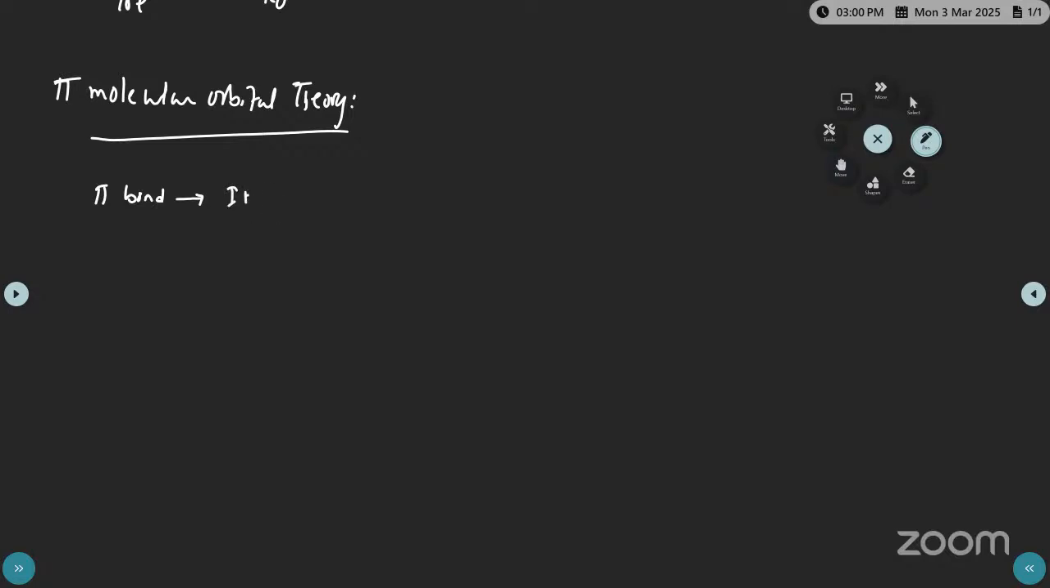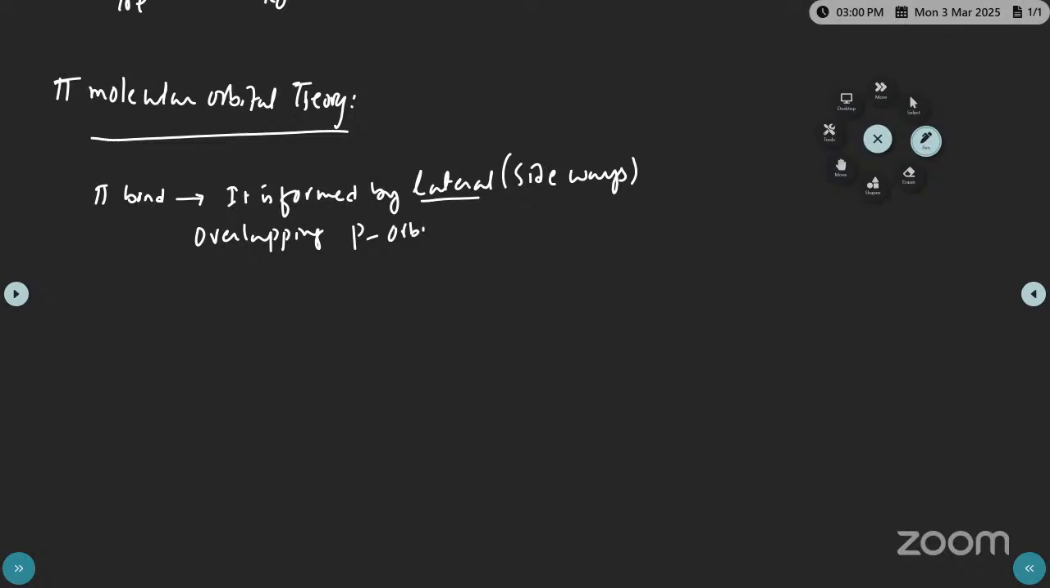It is formed by lateral or sideways overlapping of p orbitals. How is a pi bond formed? By lateral overlapping of the p orbital only, not the d orbital, not the s orbital. So the lateral overlapping of p orbitals leads to the formation of a pi bond.